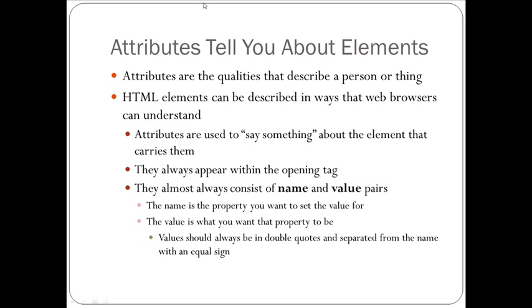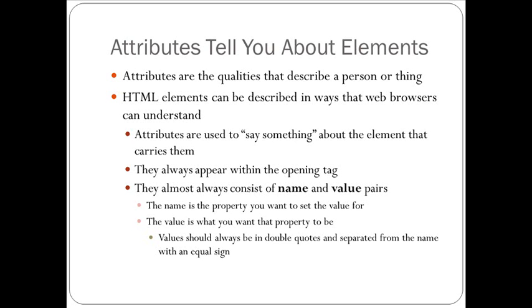Most of them, as I just said, consist of both a name and a value. So you would have name-value pairs. The name is the property that you want to set with the value. What I just showed you was a class. That was the name of the attribute, and the value was summary. So the value then is what you want the property to be. Sometimes it can only be specific values. Other times it could be anything you want it to be. And we'll see those as we go through this.